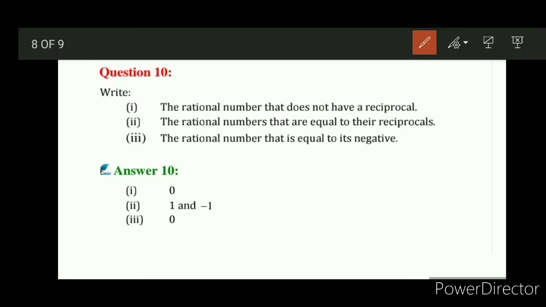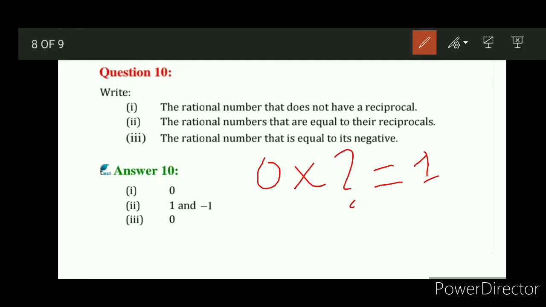Question number 10 has 3 sub-questions. Write the rational number that does not have a reciprocal. Which is that number? 0. Since if we multiply 0 with its reciprocal, you will not get 1. Right? Therefore, 0 has no reciprocal.